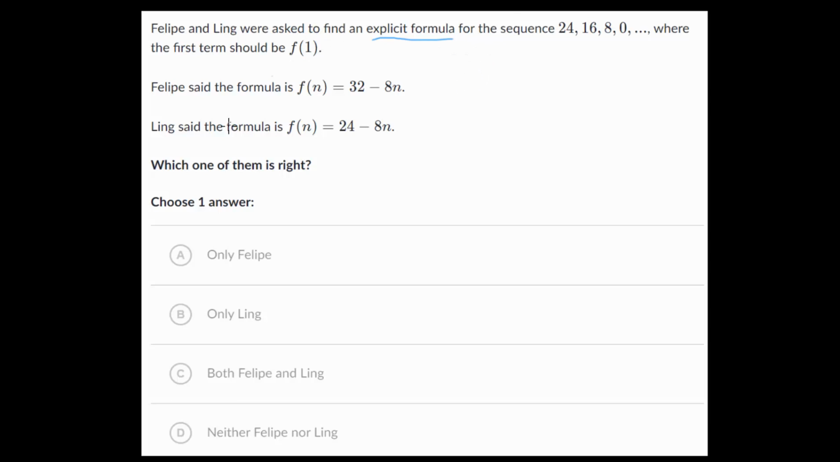And before we look at their specific examples, let's just remind ourselves what the general formula is for an explicit formula for these arithmetic sequences. So a general formula, we could say f of n, where n is our nth term in the sequence, is equal to the first term of the sequence plus the common difference of this sequence multiplied by n minus 1. So d here, this is our common difference. And let's generate our own formula and then compare that to what Philippe and Ling have.